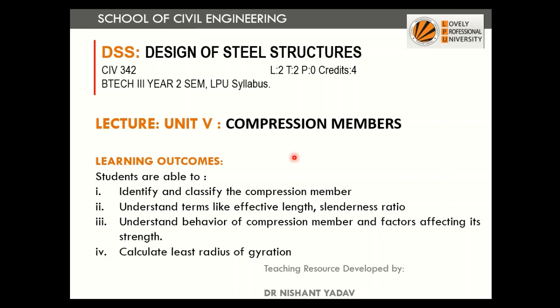In steel structures, the outcomes are that students will be able to identify and classify the compression member. They will understand terms like effective length and slenderness ratio, understand the behavior of compression members and the factors affecting its strength and performance, and calculate the least radius of gyration.